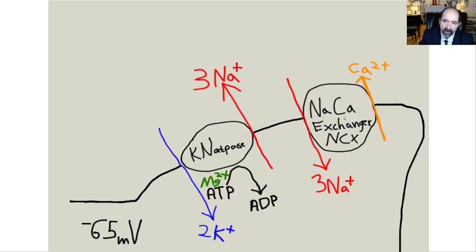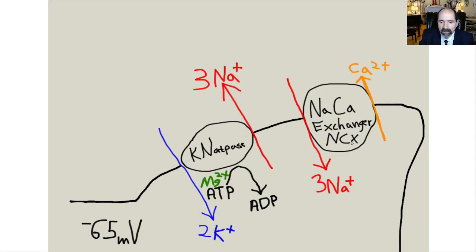Na for sodium, Ca for calcium exchanger. So it's often abbreviated NCX, sodium calcium exchanger. And that can pump many thousands of calciums out of a cell very, very quickly. So after an action potential, when you need to get the calcium out of the cell, the NCX will crank it out real fast.